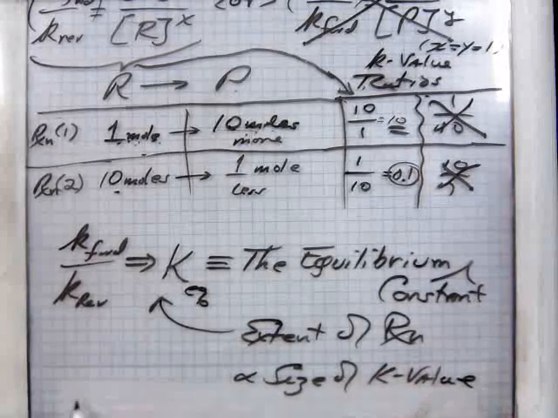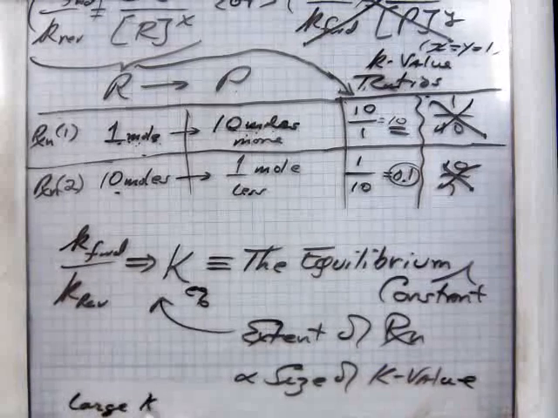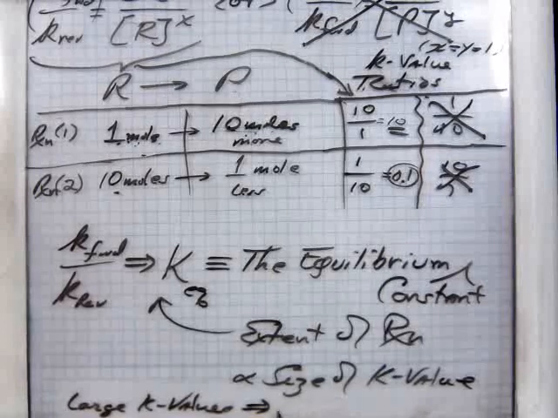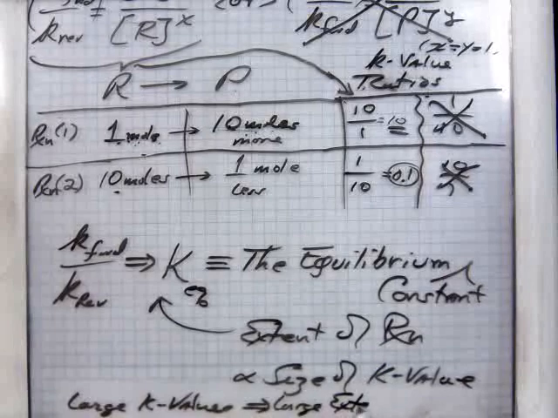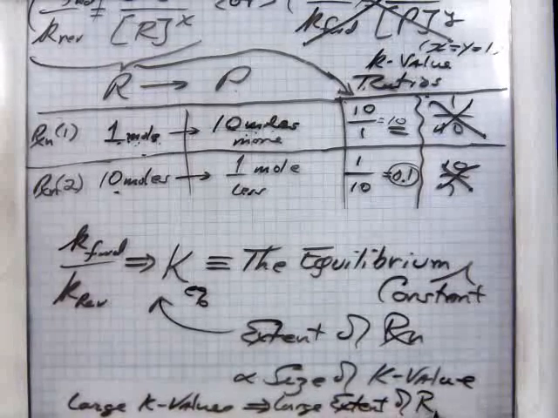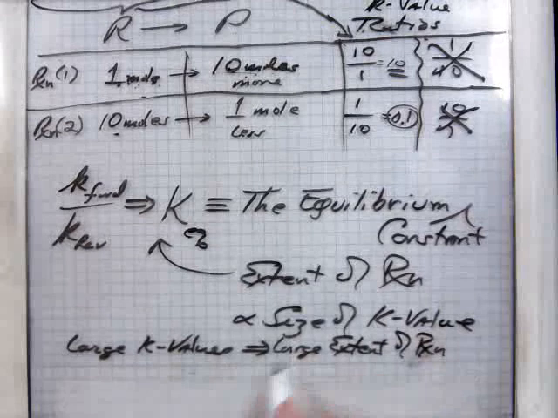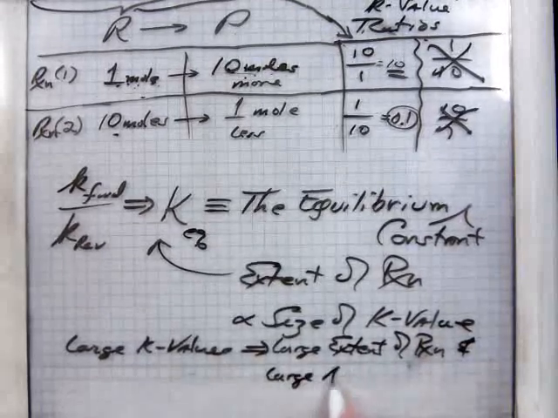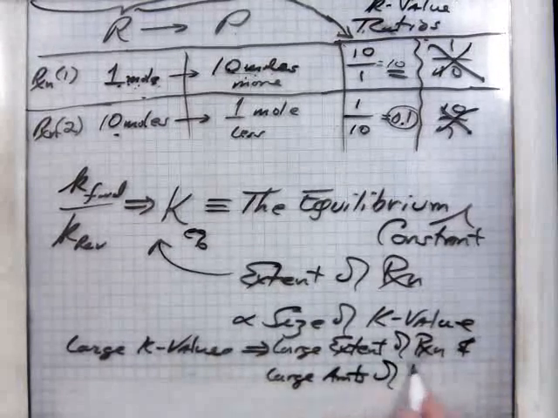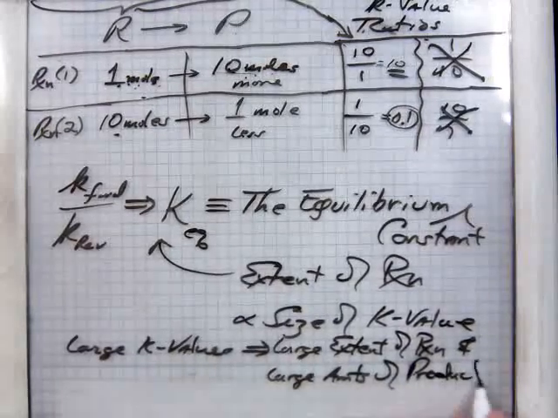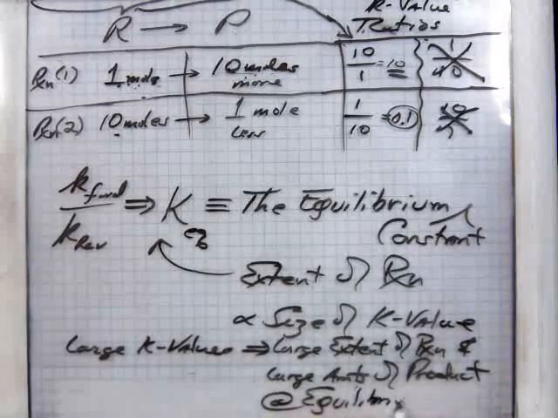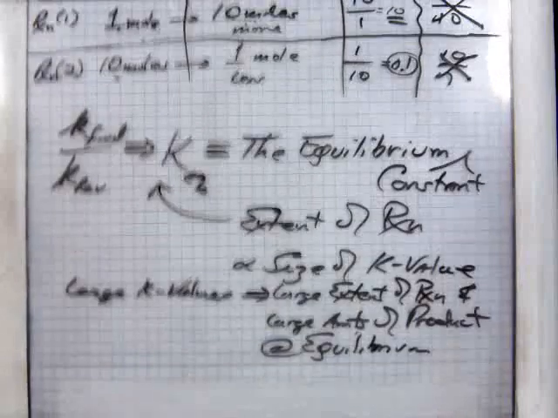That is, large K values give you large extent of reaction and large amounts of product at equilibrium. That's the essence of what we're trying to describe here.